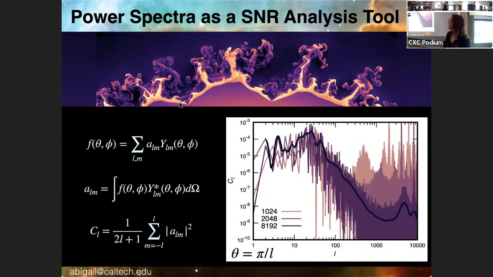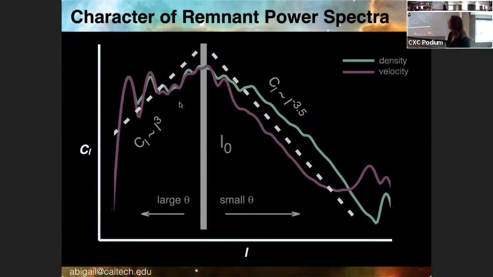And what we get when we do this is a power spectrum that looks like this. These different purple values are different resolutions of simulation, and it vaguely looks like a broken power law, right? The important thing to remember here: on the y-axis we have power, and on the x-axis we have L, which is theta equals pi over L. So small L is large theta angular modes. And the character of this power spectrum looks as follows, moving from left to right here.